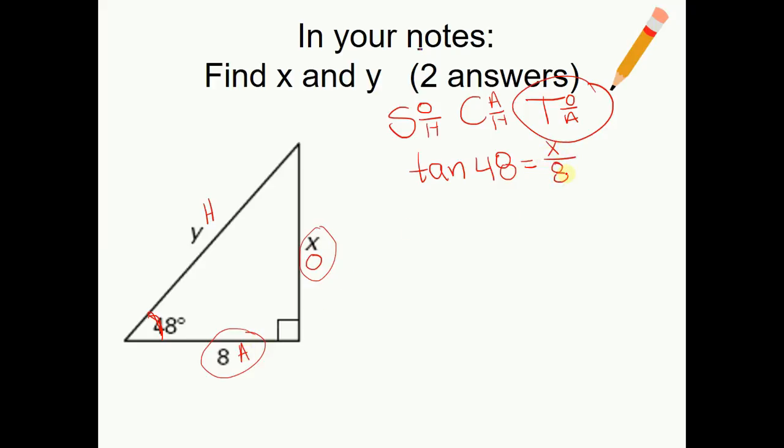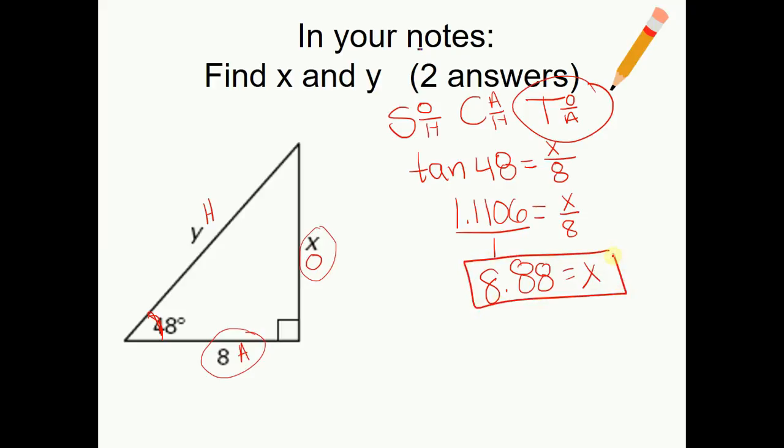So I need to know first what the tangent of 48 is, which my calculator tells me is 1.1106 equals X over 8. Let's cross multiply here. So 1.1106 times 8 is 8.88. So 8.88 equals x. So I actually now have found that side length. Now, we don't want to reuse that side length because it's kind of rounded. There's some rounding in there, which will mean our y value, if we used it, wouldn't work.